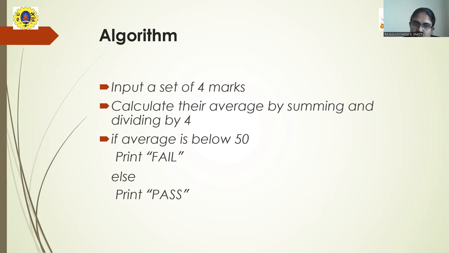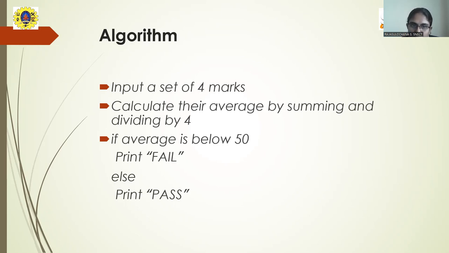And what will be the third step in the sequence? Next, you have to award the grade. Either you have to mark the student as pass or fail. If the average value is less than 50, it means the student has failed in this course. If the average value is greater than 50, you can assume the student has passed in this course. The same thing is mentioned here. If the average is below 50, you have to print fail. If it is greater than 50, you have to print pass.